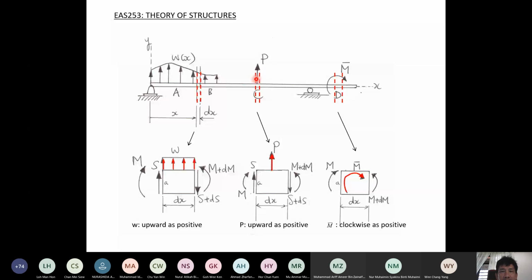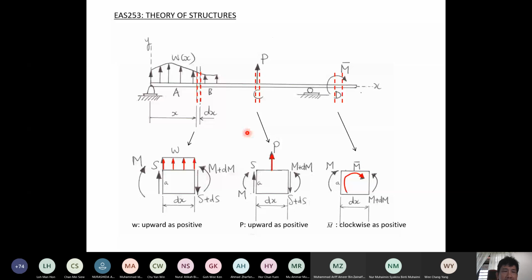And if there is a concentrated moment acting at a particular point, we look at clockwise as positive. Clockwise as positive. This is the concentrated moment, the applied moment, not the bending moment. Then we will look at these free body diagrams one by one to get the basic equations.